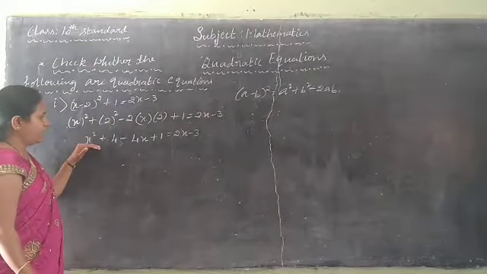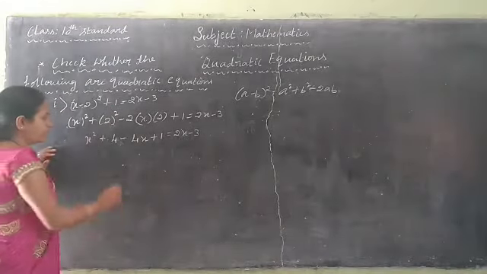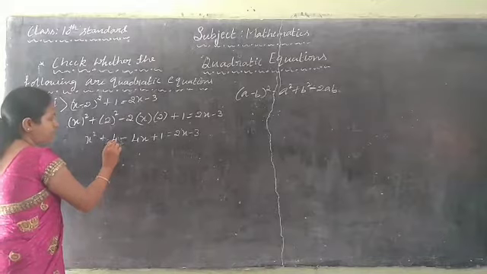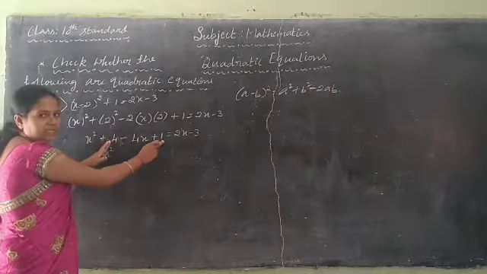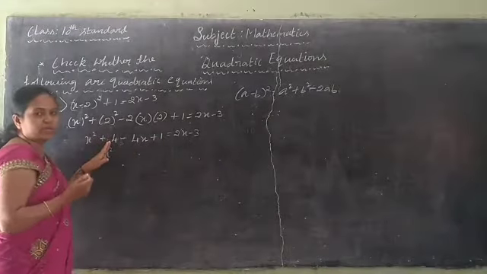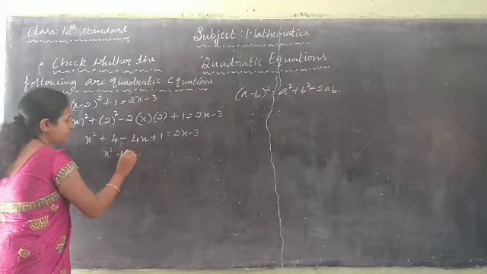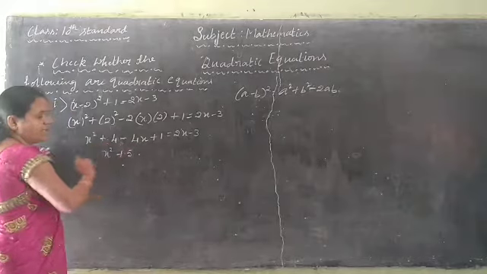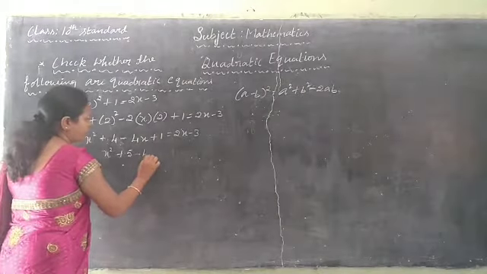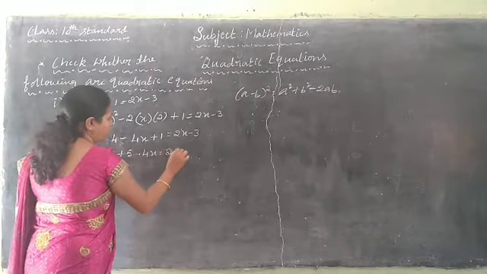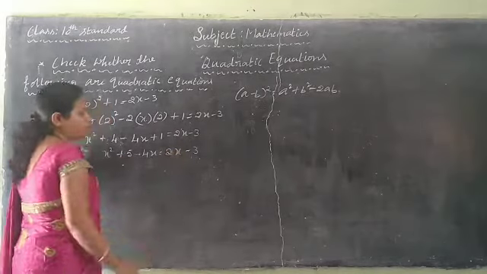Right? Now see, x square. Write out that x square as it is. Plus 4 and plus 1, children. When you write plus 4 and plus 1, what will you get? Plus 5. 4 plus 1 is 5. Minus 4x is equal to 2x minus 3.